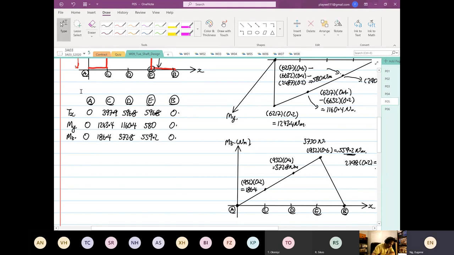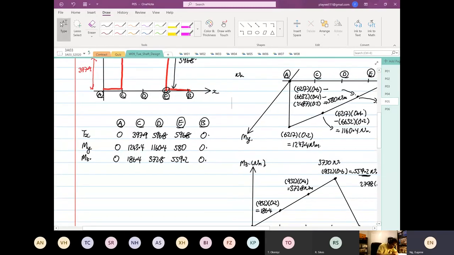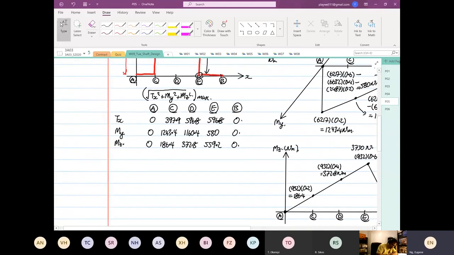So what we are trying to do over here, why we tabulate, is we want to find what our maximum is. We want to find the Tx squared plus My squared plus Mz squared. We want to locate the maximum, because it's where the maximum is that your structure will fail.